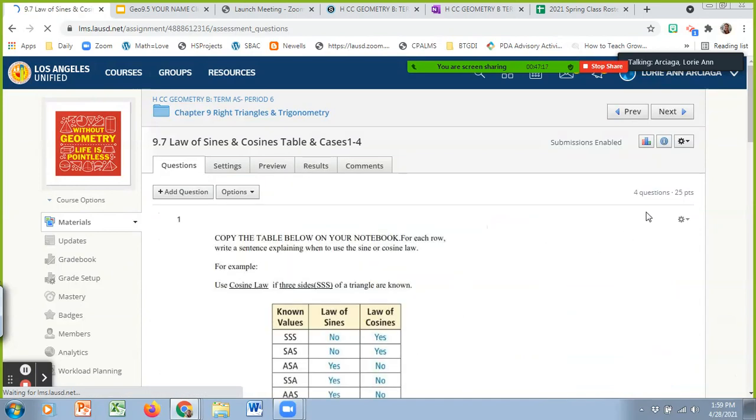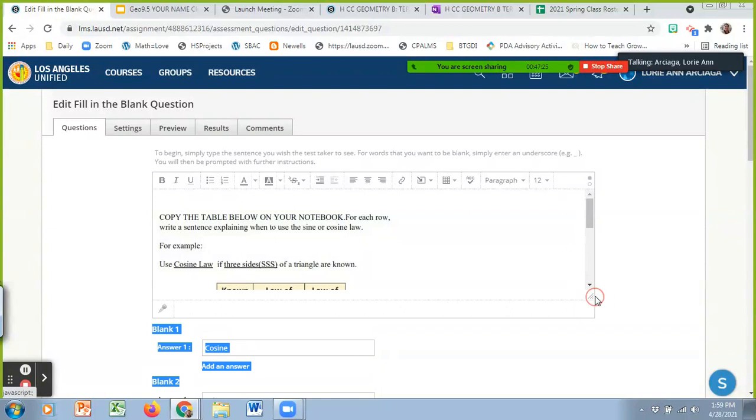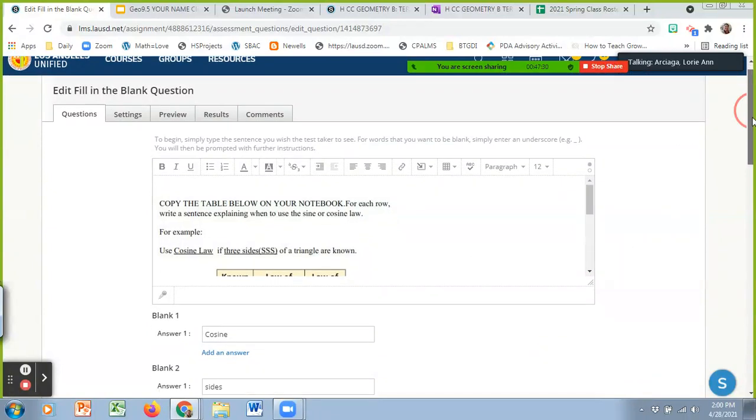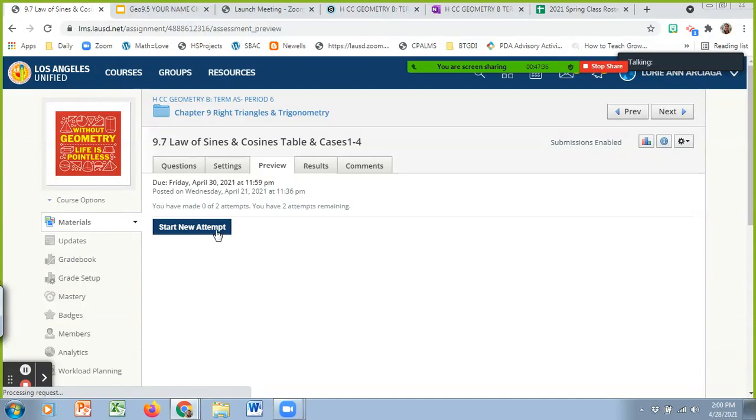Questions. This one, the very first one. So you see this table over here? Let me see my correction if I put S on sine and cosine. No, no S. Okay. Preview. Start new attempt.